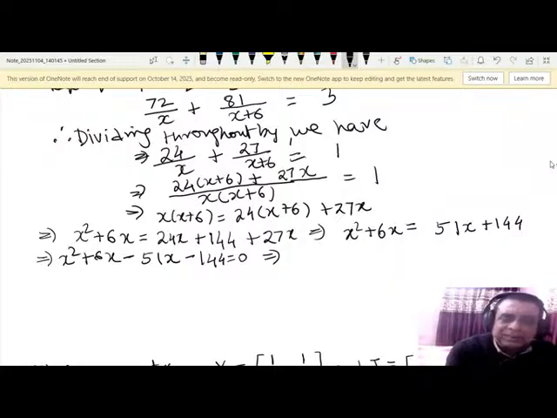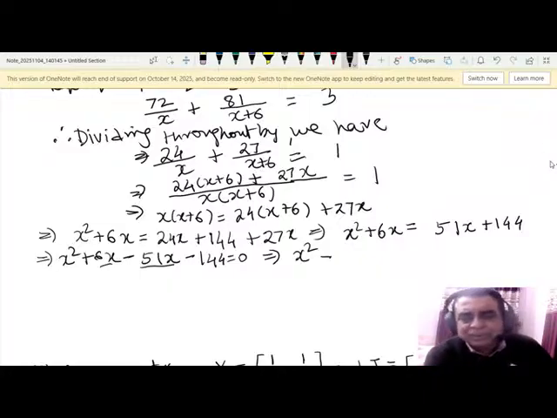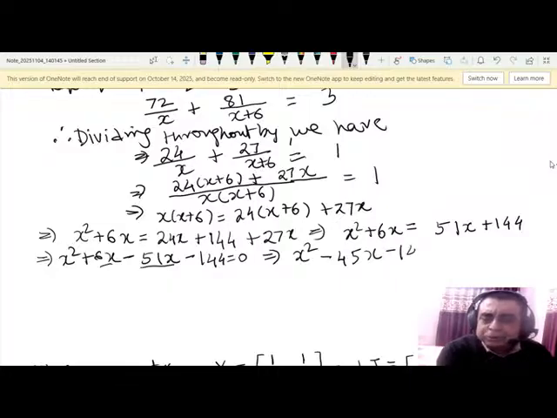So this gets simplified as x squared plus 6x minus 51x. You subtract and write the sign negative because the negative coefficient is bigger. So 51 minus 6 is 45. So x squared minus 45x minus 144 is equal to 0.